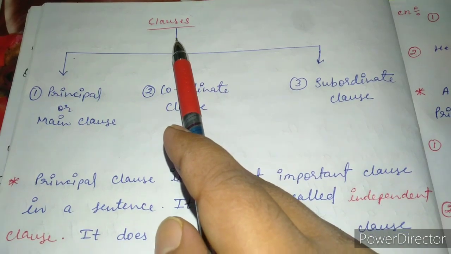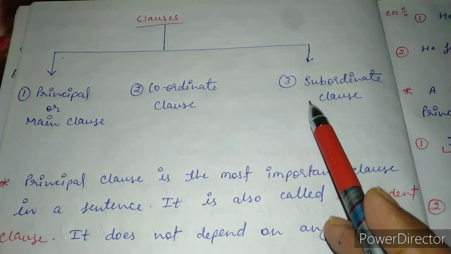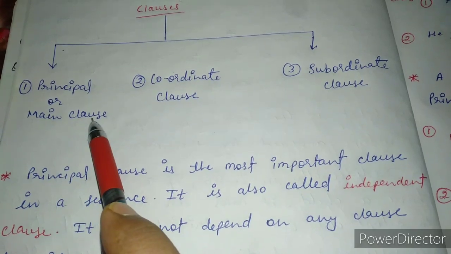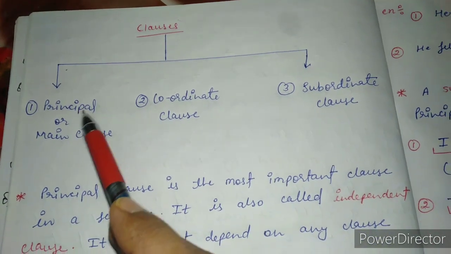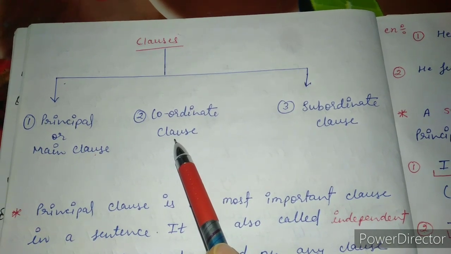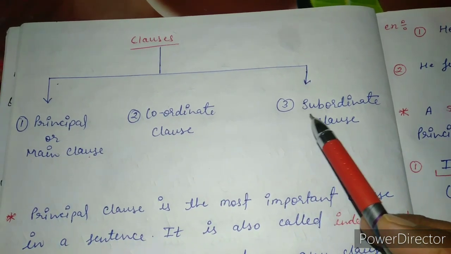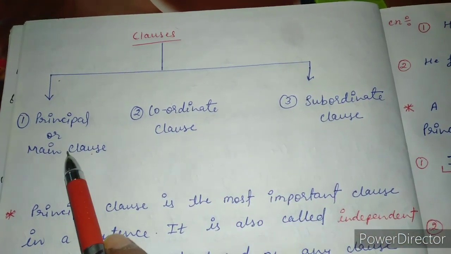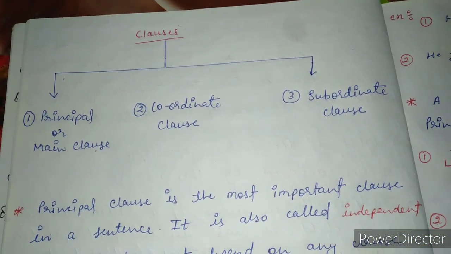If we talk about the different types of clauses, you can see three types are there. Clauses can be divided into three sections. The first section is the principal clause or main clause. The second one is the coordinate clause. And the third one is the subordinate clause. So keep these three clauses in your mind: principal clause, coordinate clause, and subordinate clause.